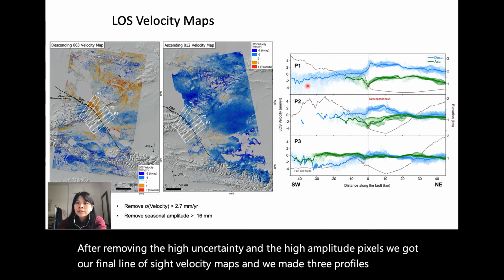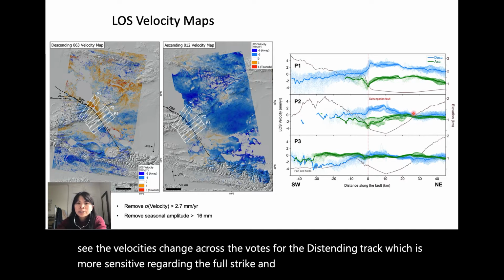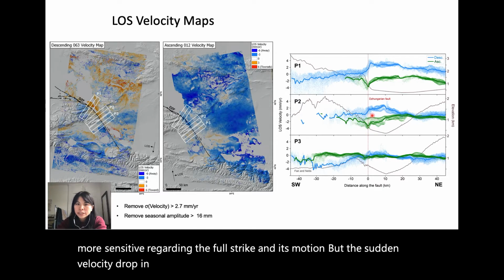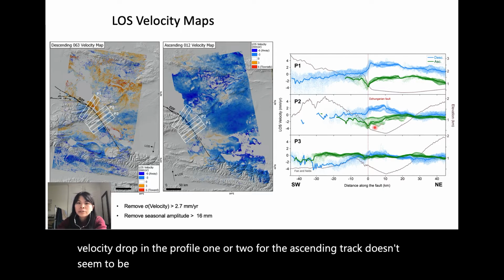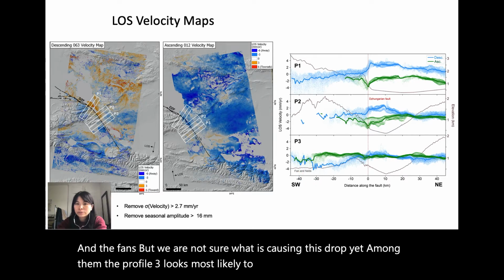We do see the velocities change across the faults for the descending track, which is more sensitive regarding the fault strike and its motion. But the sudden velocity drop in profile 1 or 2 for the ascending track doesn't seem to be tectonic signals. Those areas are the boundary between the hills and the fans, but we are not sure what is causing this drop yet. Among them, profile 3 looks most likely to be tectonic signals.